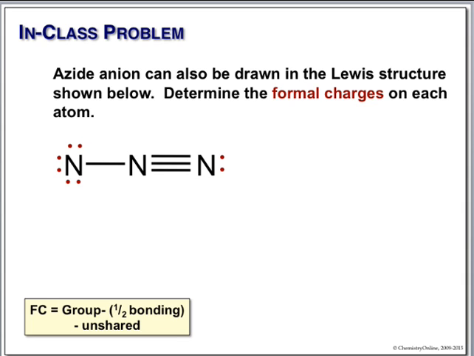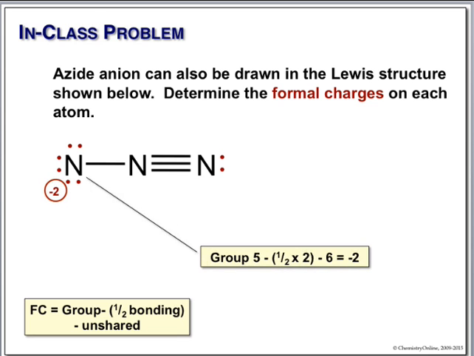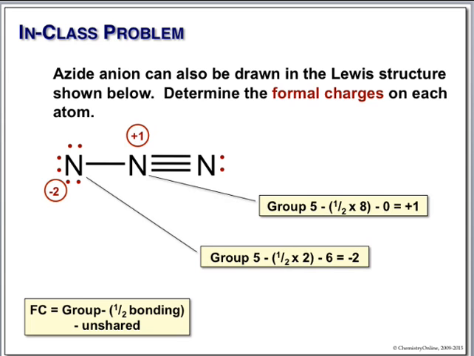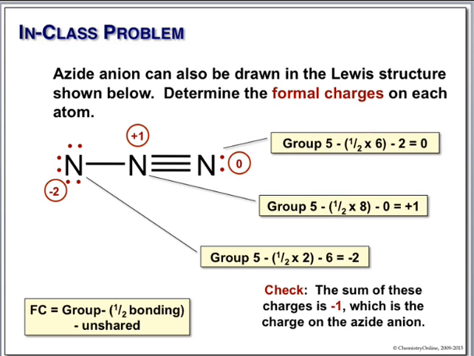All right, our nitrogen on the end here, we have 1 covalent bond, so we're group 5, subtracting 1, and then we're going to subtract 6 more. That makes it minus 2. Little fella in the middle here still has 4 covalent bonds. It still is group 5. Therefore, it is still plus 1. And this guy down here, well, we have 3 covalent bonds. So that's 5 minus 3. And then minus 2 more is 0. And still, if you add them all up, it's minus 1.